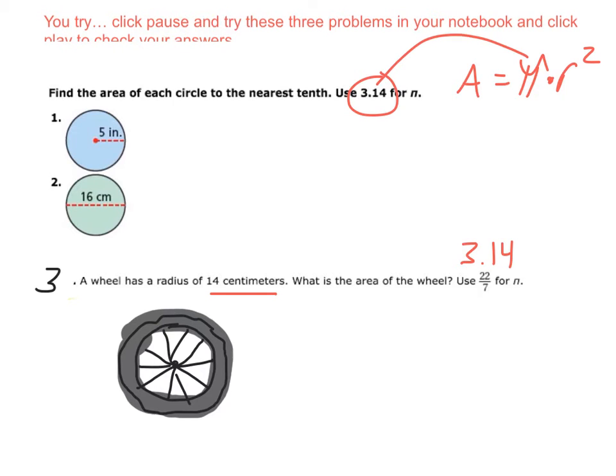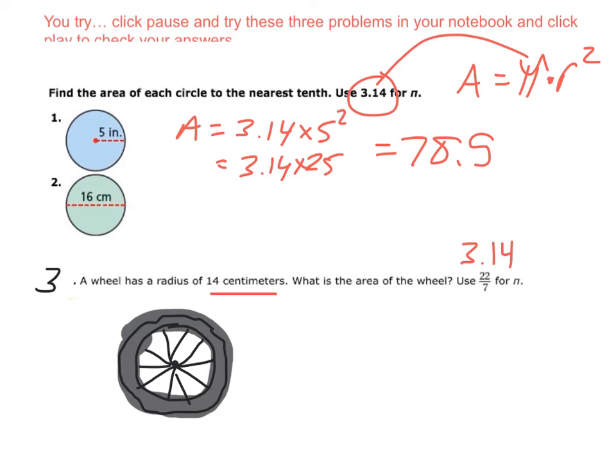In number 1, the radius is 5. So A equals 3.14 times 5 squared. 5 squared is 25, so it's 3.14 times 25. 3.14 times 25 is 78.5. It's already to the tenth place, so it's 78.5 square inches. Number 1 done.